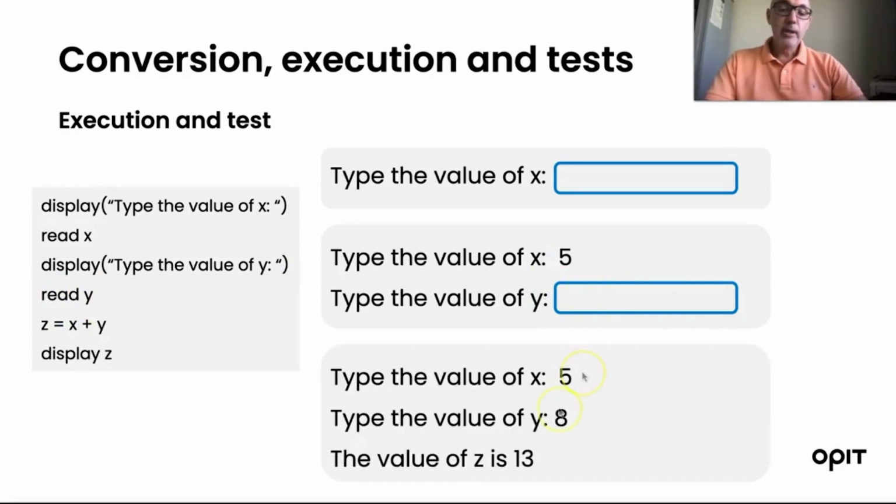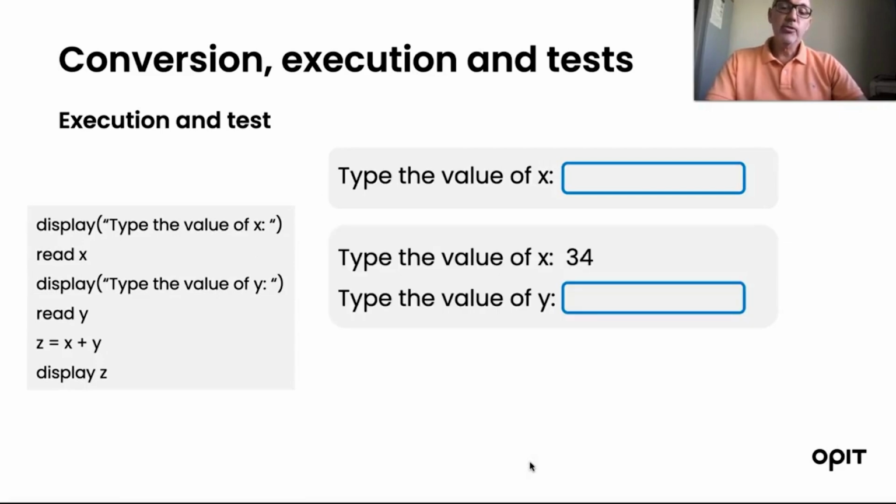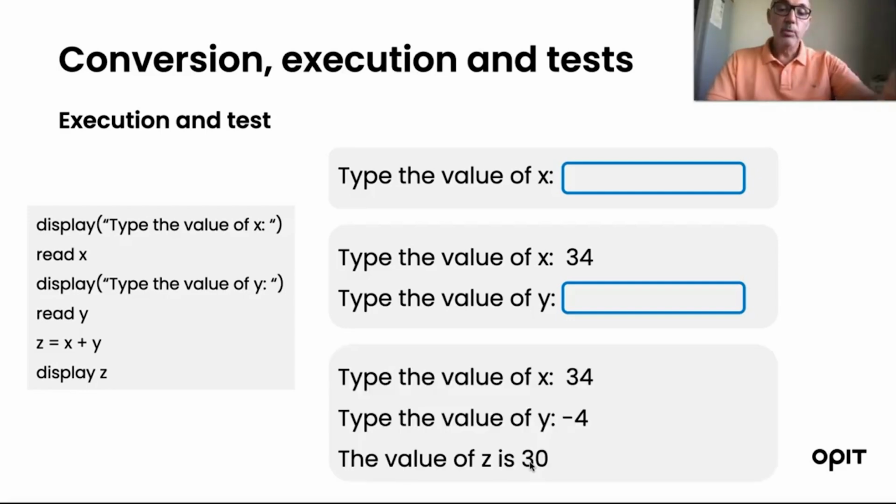And suppose we have typed 8, then the sum is executed, and then the message is displayed at the end to give us the value. So this is one possible execution. Let's take another execution. So for instance, instead of typing 5, we type 35 for the value of x. Then we type -4 for the value of y. Then the sum of 35 and -4 is 31. So those are examples of executing your program after having converted it to your programming language.